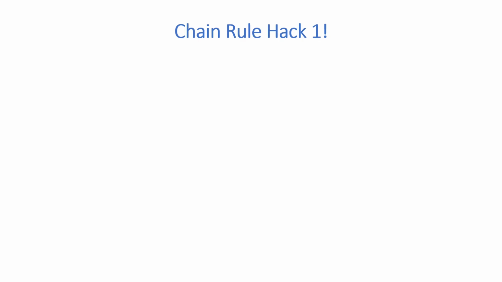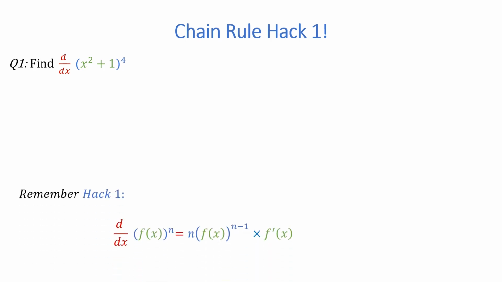So let's look at chain rule hack 1. Say we have this question: find the derivative of x squared plus 1 to the power of 4. So all we have to remember is that the derivative of f of x to the power of n equals n times f of x to the power of n minus 1 times the derivative of f of x.